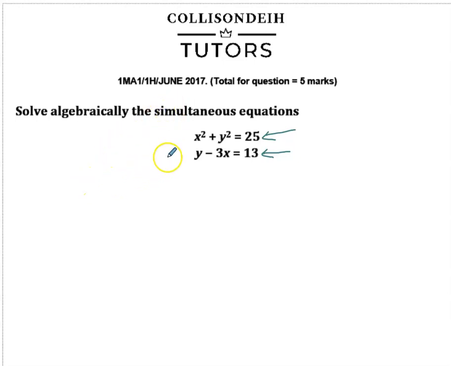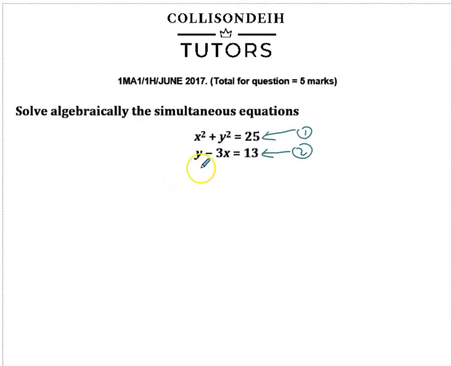But in this case, when we have two separate equations, one being a quadratic and the other being linear, the most efficient way to begin the solution is to use the method of substitution. So that's what we're going to use with this particular question. So begin by labeling your equations: equation one, equation two.